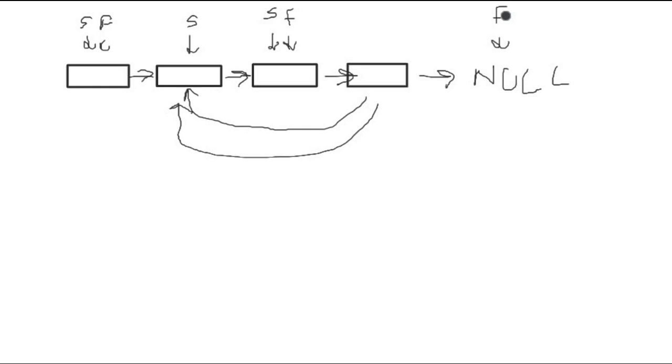But what if there is no null, there is a loop? Then instead of going here, the node after here will reach again here. Now the slow is here and the fast is here. The fast pointer, if we see from left to right, is behind the slow pointer.